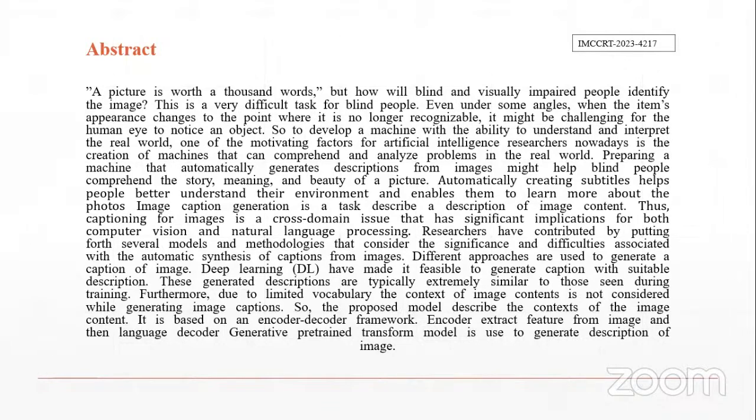Different approaches are used in image captioning. Deep learning approaches have made it feasible to generate captions with suitable descriptions. However, these generated descriptions are typically extremely similar to those seen during training. Furthermore, due to the limitation of vocabulary, the context of the image content is not clearly defined.